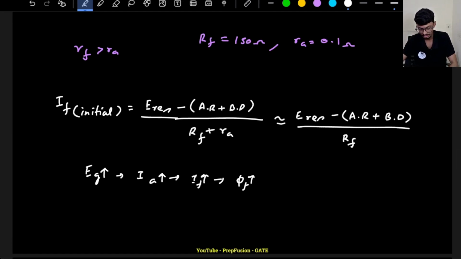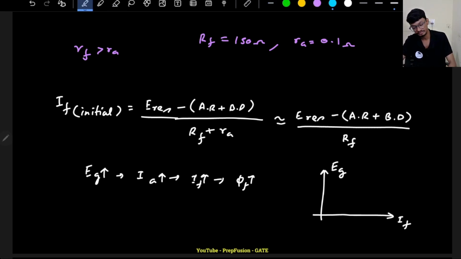What do I mean by coincide? Basically I have a field characteristic, EG versus the current IF. If you remember the magnetization curve, this was the magnetization curve, right? Initially I have residual voltage, then it is increasing here, then here, then here, then here.